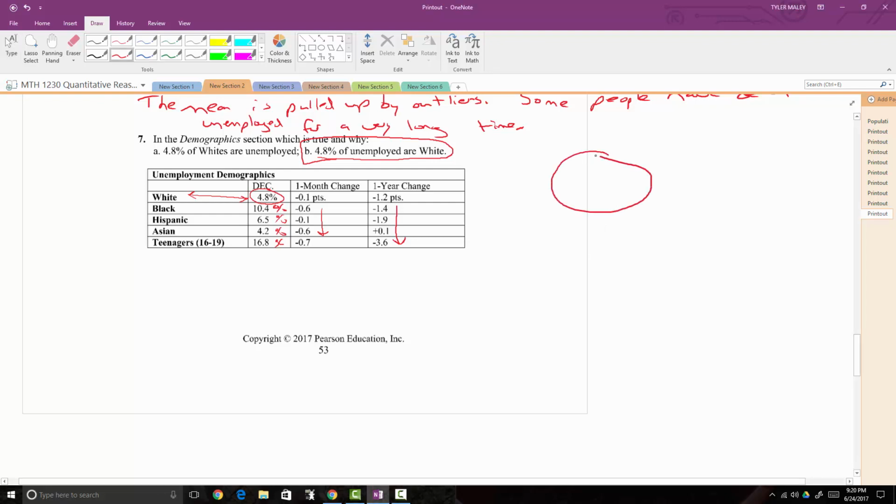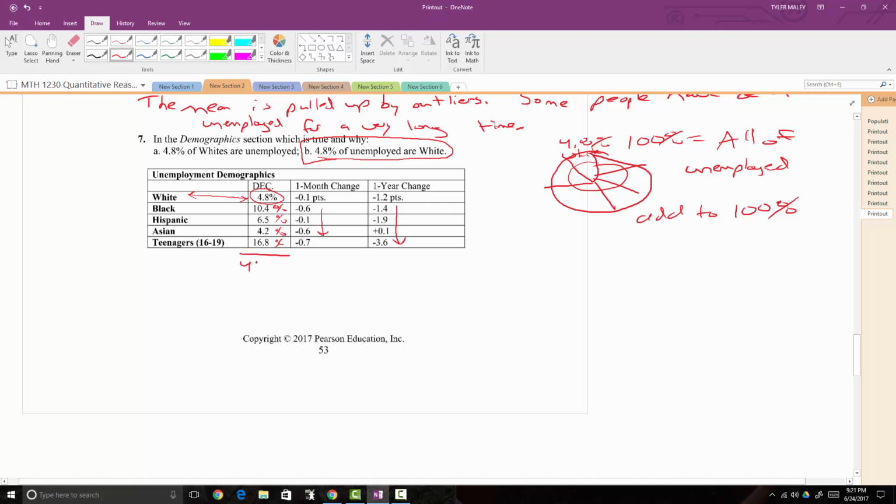So if we have a circle diagram, and all the way around is 100% of the unemployed, then maybe here 4.8% of the unemployed are white. Next we might have black, Hispanic, Asian, and so forth, and teenagers. But what do we know about everything all the way around? This should add to 100%. So if we take 4.8 plus 10.4 plus 6.5 plus 4.2 plus 16.8, what you end up getting is 42.7, I think. 42.7. So this doesn't add up to 100%. So part B doesn't make sense. So I would say part A is true.